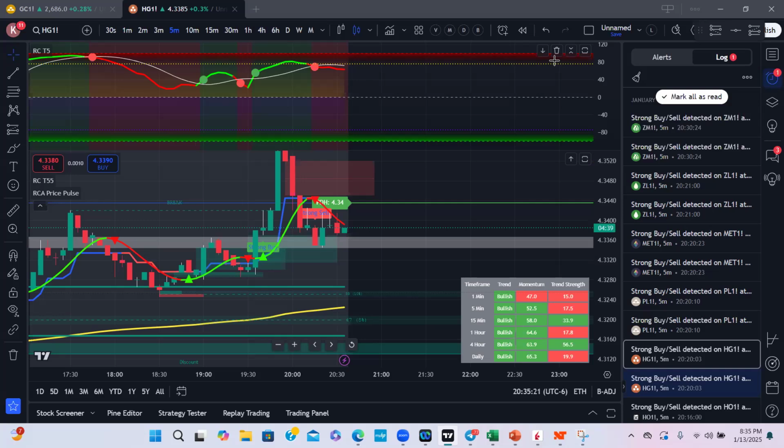Yeah, you can change from 3 to 5 in the middle of the month. Yes.